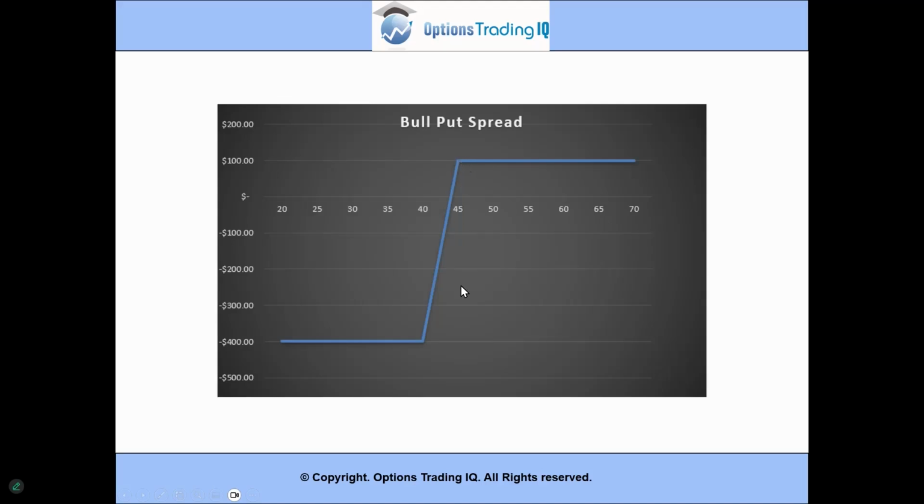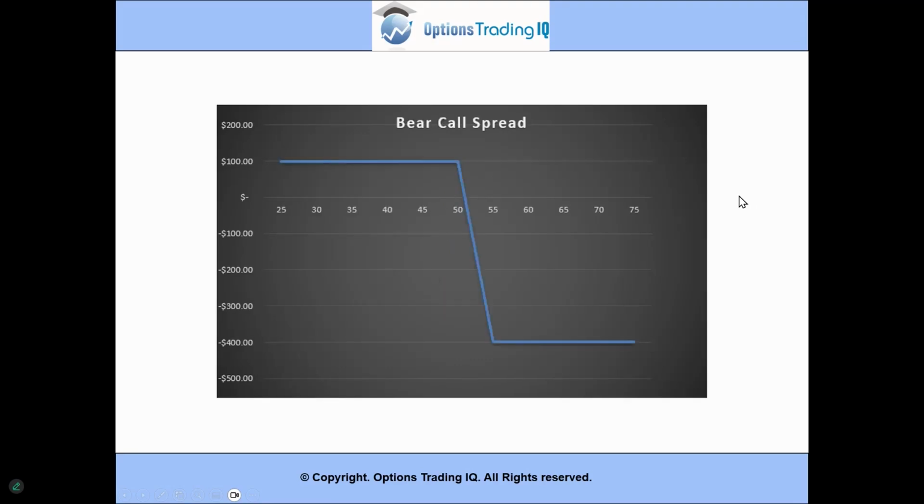So we're selling a put at 45, buying a put at 40. Most people are going to put this out of the money. So the stock might be at 50 or 55, and we're putting our puts out of the money. With a bear call spread, another type of credit spread, we're selling the 50 strike call and buying the 55 strike call. Again, we're typically going to do this if the stock's around 40 or 45, and we're going to place the bear call spread out of the money.